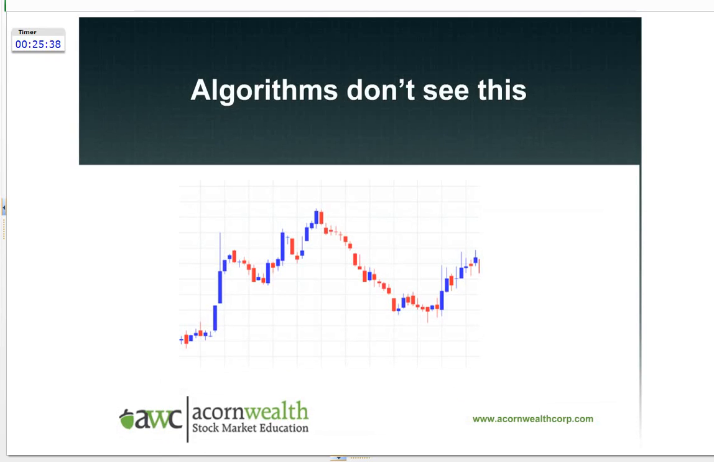So when you're looking at the smart money, these massive forces that ultimately underpin the movement, algorithms don't see this. They don't look at candlestick charts. They're not looking at indicators. They're not looking at those things. Algorithms are essentially looking at these.